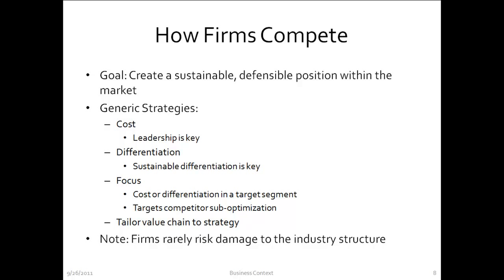It can choose to either compete on cost within that smaller market segment, or it can choose to differentiate itself within that market segment. Okay? Essentially, it has chosen to redefine the market in some manner.